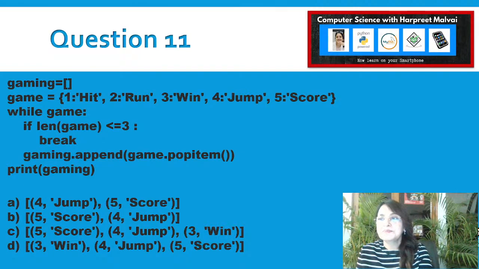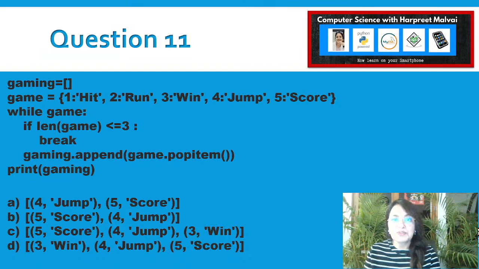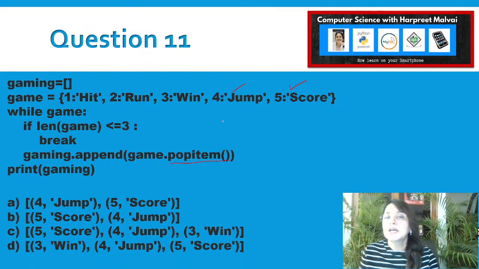Okay. So for those of you who said B, that's the correct answer. And I'm happy that you got this figured out because it's a little on the tougher side. So when I say pop item, I'm going to start removing from the end. Remember, in a dictionary, there is a key, there is a value, and the combination of key and value is called an item. So when we say pop item, it starts removing from the back. So this is going to go first into this list. So it's going to append this first into the list.